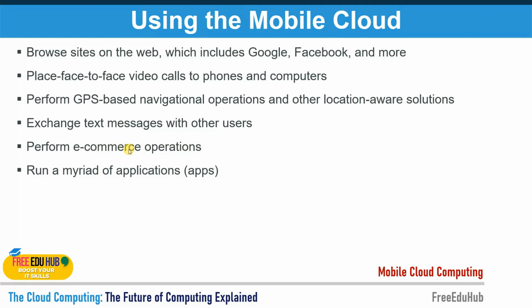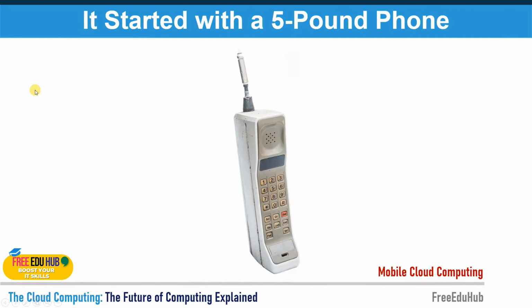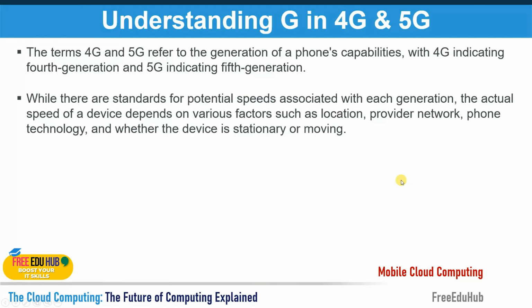It is even helping us in performing e-commerce operations, for example buying anything from the websites, and it runs a myriad of applications which are available on Play Store and even on Apple Store as well. Now it started with a £5 phone. As you can see, it used to be there like a normal telephone with an antenna on top, but this is also quite new as compared to the old telephones that we used to use a long time ago.